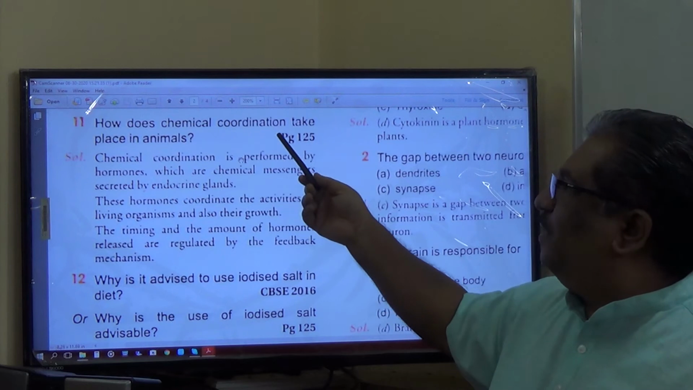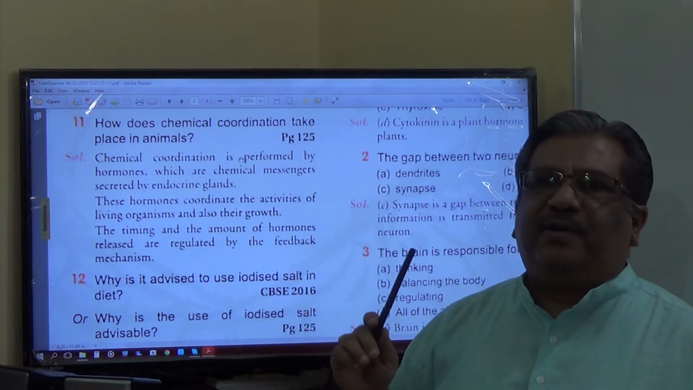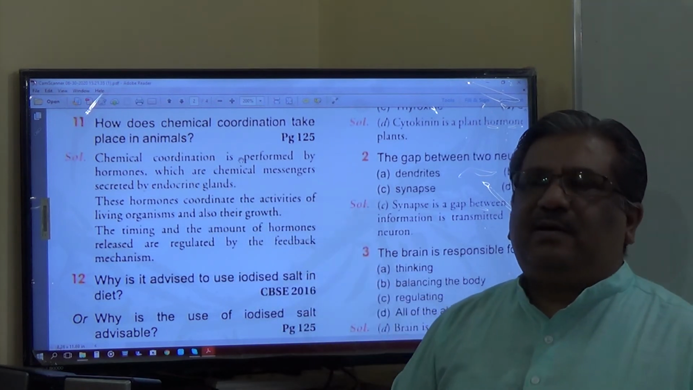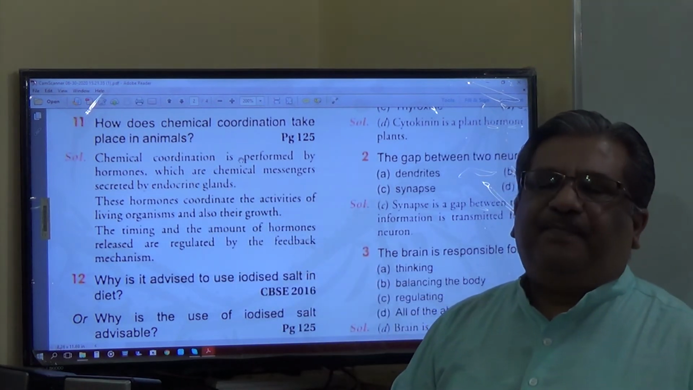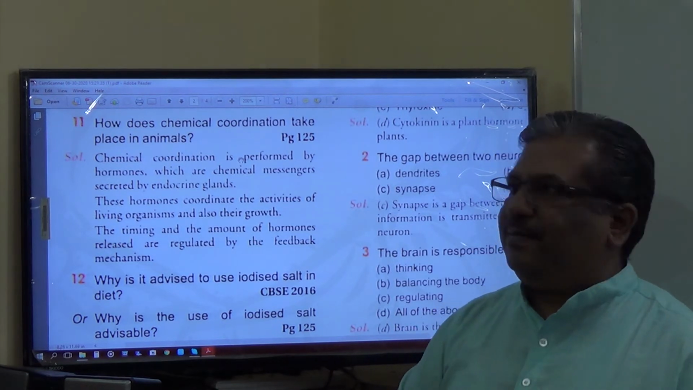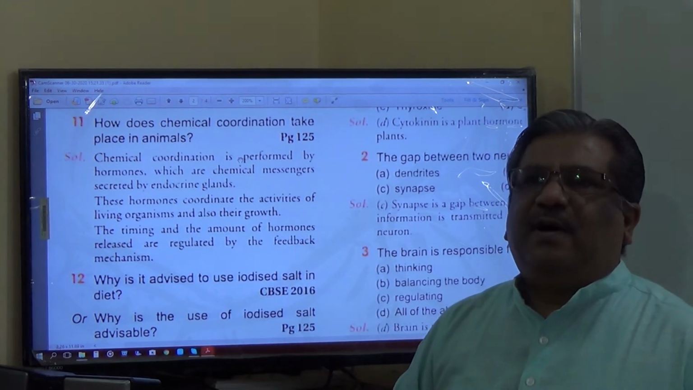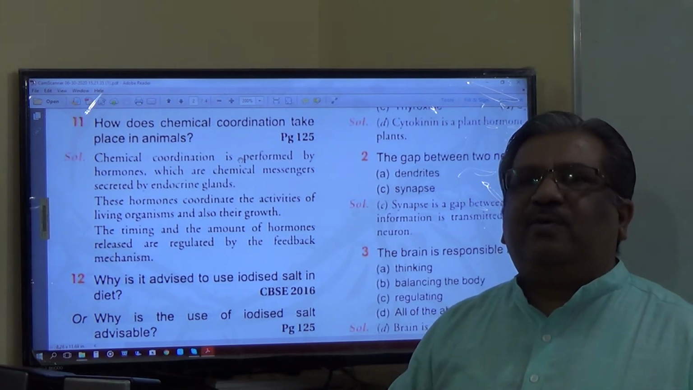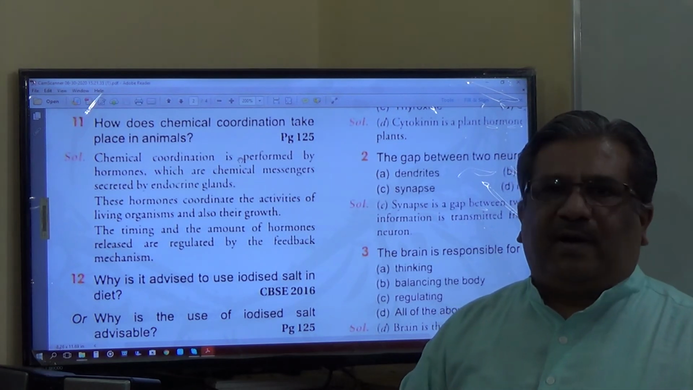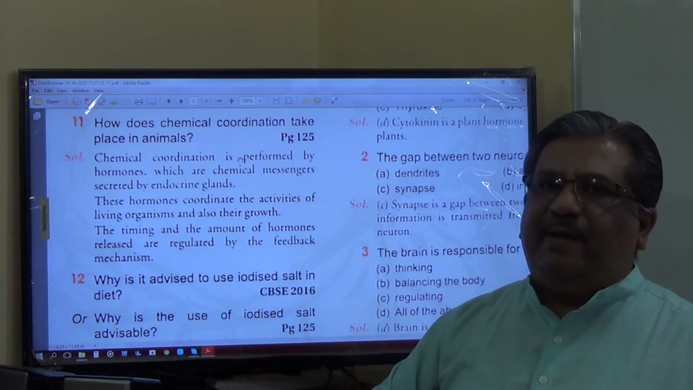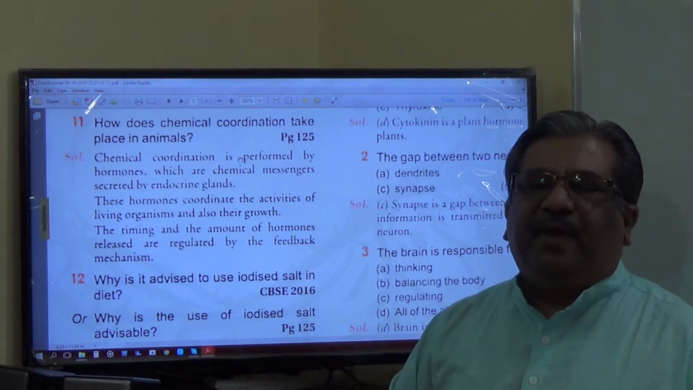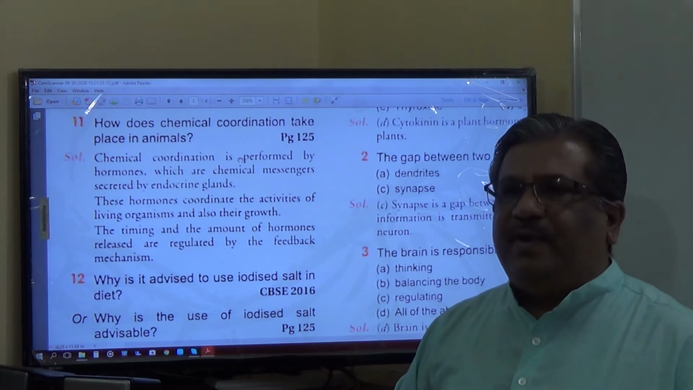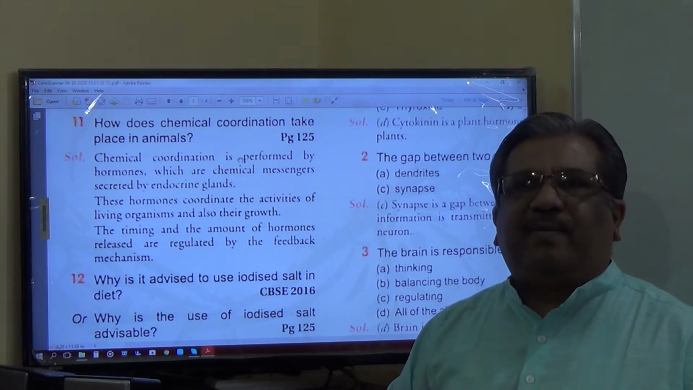How does chemical coordination take place, which is a second way of communication or control and coordination? What is the first point? Control and coordination is achieved by hormones, which are chemical messengers. Second point, hormones control and coordinate the growth and development of the organs and organ systems. And the timing and quantity of the hormones secreted is controlled by a feedback mechanism.